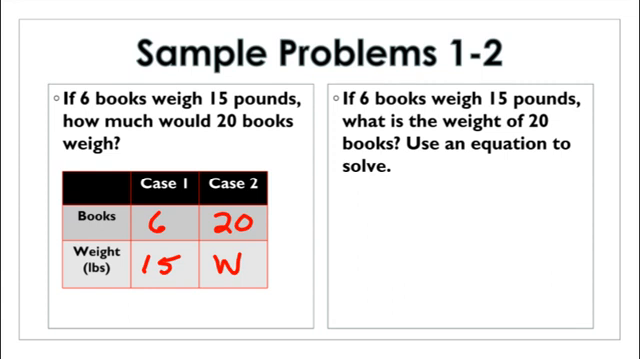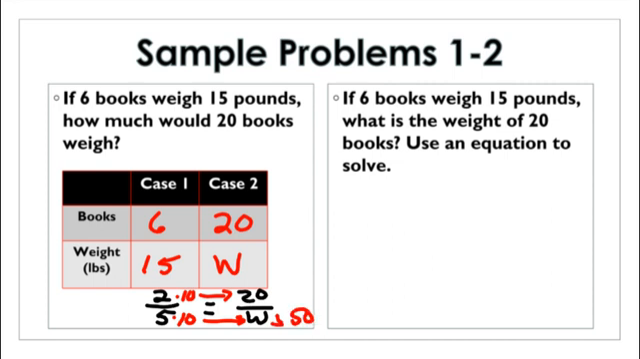6 over 15, we can reduce that. If I divide by 3/3, this would be the same thing as saying 2/5. So 2/5 is the same as 20 over W. And just like we did before in a previous lesson, they are equivalent. So what do we multiply 2 by to get 20? Well, I know that 2 times 10 gives me 20. So I can multiply 5 times 10 to give me my W, and the weight would be 50 pounds.